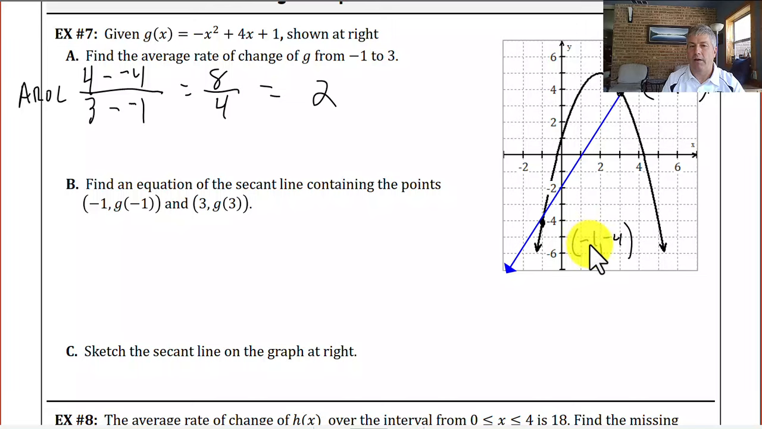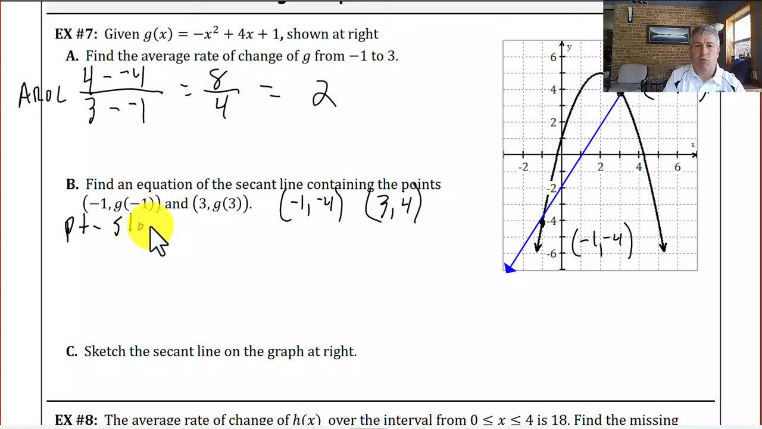Well, -1, g of -1 are the points that we just had. -1, -4 is -1, g of -1, and 3, 4 is 3, g of 3. So we have 2 points, and we actually have the slope of that line from the previous question. So once again, we will use point slope form to find the equation of this line. And it doesn't matter which point, we can choose either one.